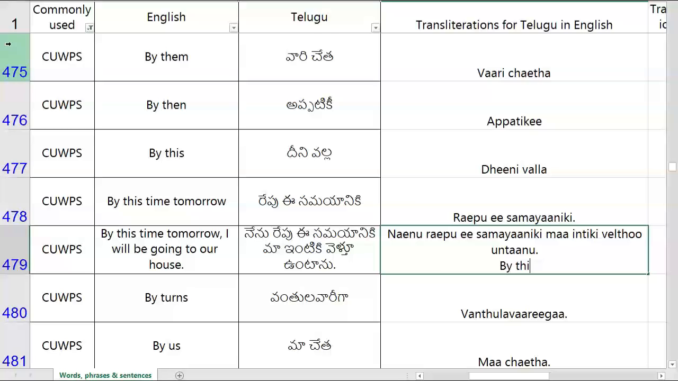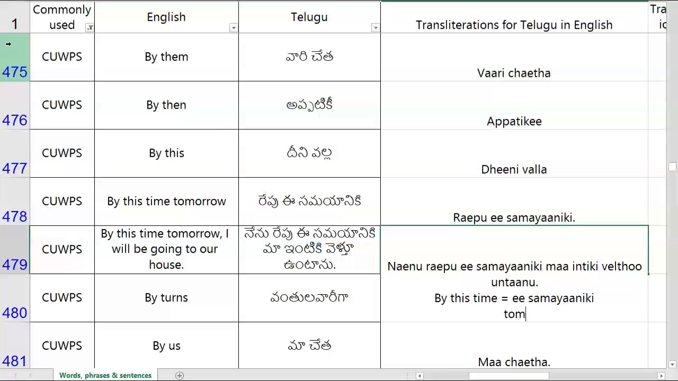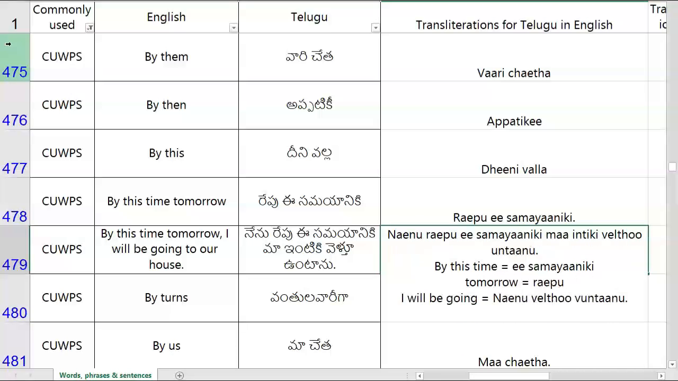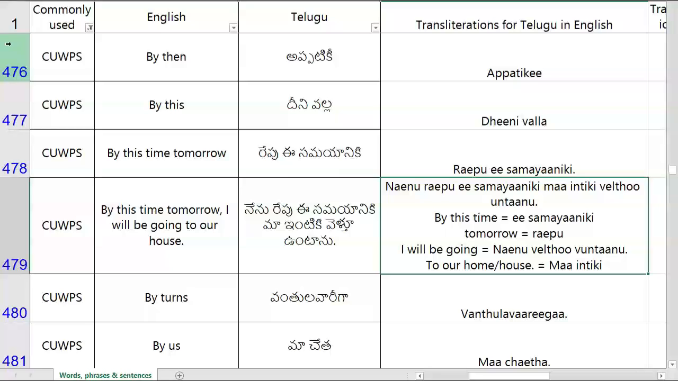By this time, by this time means ఈ సమయానికి. Tomorrow means you know already, that is రేపు. So by this time tomorrow means రేపు ఈ సమయానికి. I will be going means నేను వెళ్తూ ఉంటాను. To our home or house, మా ఇంటికి. To home means ఇంటికి. Home means illu. So to our home means మా ఇంటికి. It is very clear. We have almost straight words.